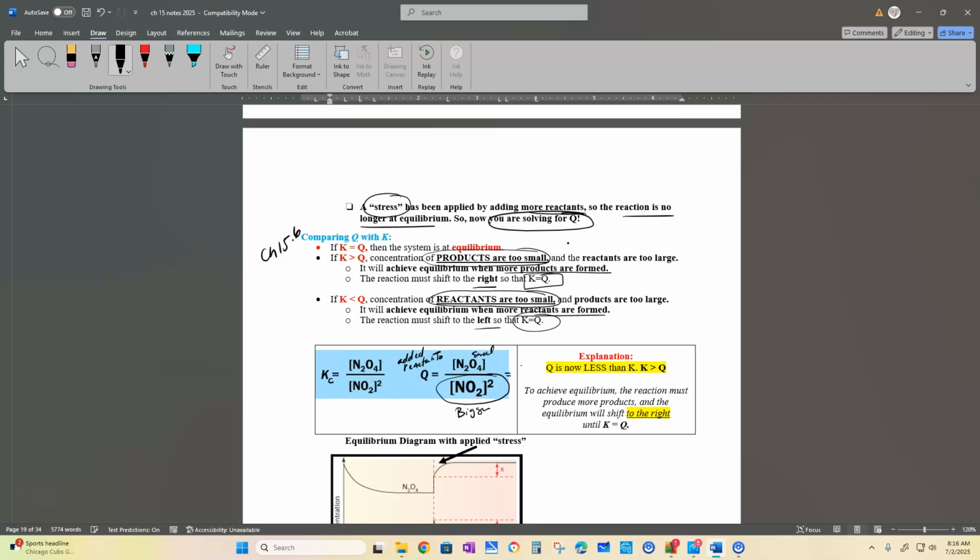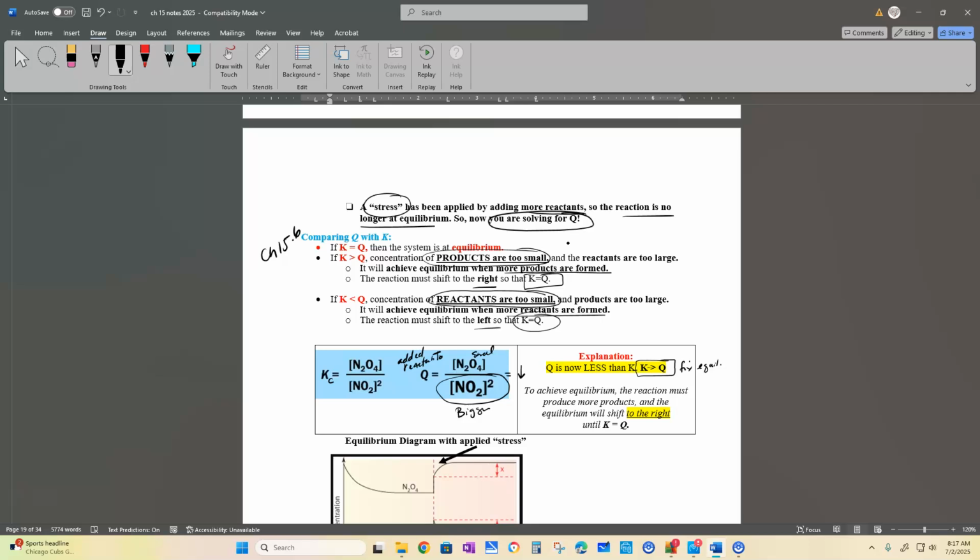Well, my Q decreases, okay? So that's why my Q is less than my K, so my K is greater than Q. And remember our cool little trick. Pretend like you have that little arrow that's trying to point you on how to fix equilibrium, okay?